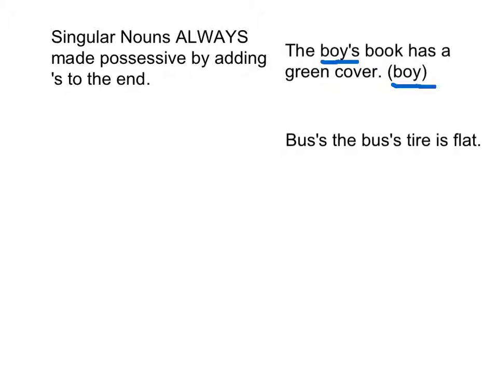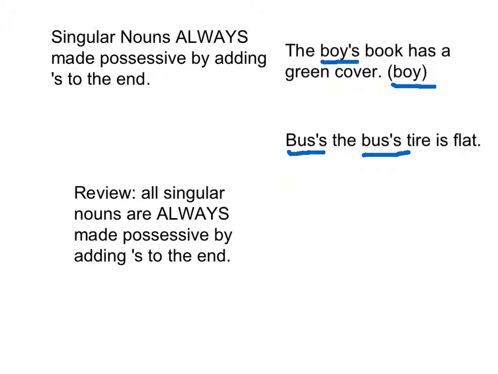And again, our possessive noun there is bus's, right? Whose tire is flat? The bus's tire is flat. And it's apostrophe S because bus is a singular noun. So just to review, remember, all singular nouns, no matter what, are always made possessive by adding an apostrophe S to the end of them. It can be a singular noun that ends in any letter in the alphabet, including S, as it was in this example with bus. Whose tire is flat? The bus's tire is flat.